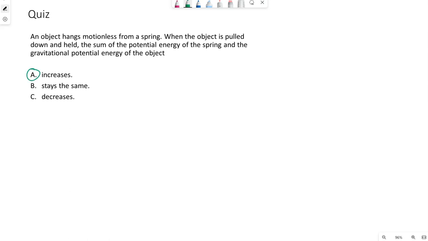So the correct answer here is A. So we have a mass on a spring. We take the mass and we pull downwards on the mass. By doing this, we increase the elastic potential energy. The spring's energy increases because we're now stretching the spring even more. The gravitational potential energy does decrease, but it does not decrease by as much as the spring's energy increases. And that's because that stretching distance is squared.